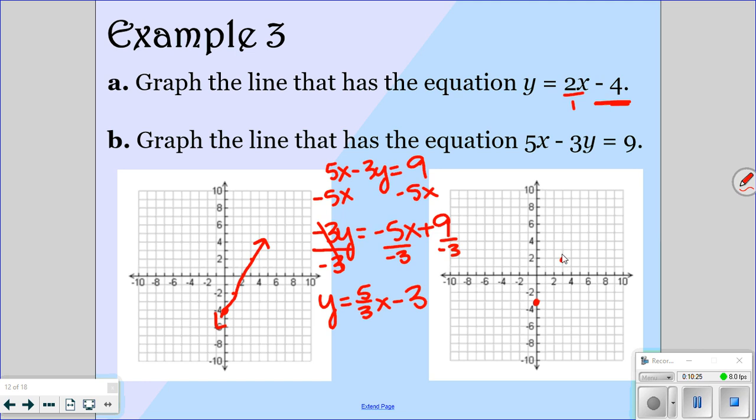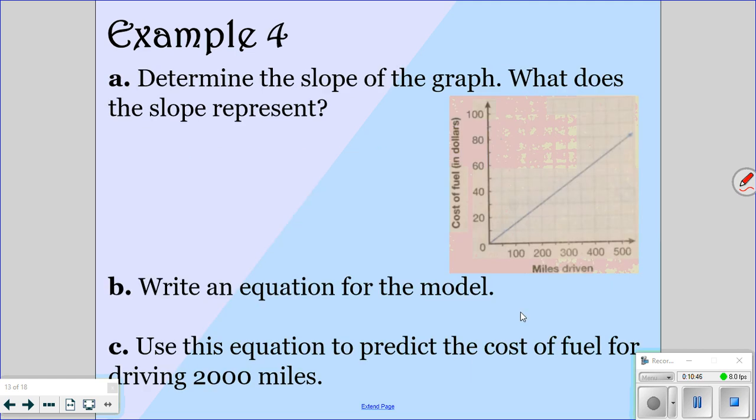And then we'll do that again. And then you connect your dots. And that makes the line of that equation. So that's how that works. We're going to look at another example. We want to determine the slope of the graph. And what does the slope represent?